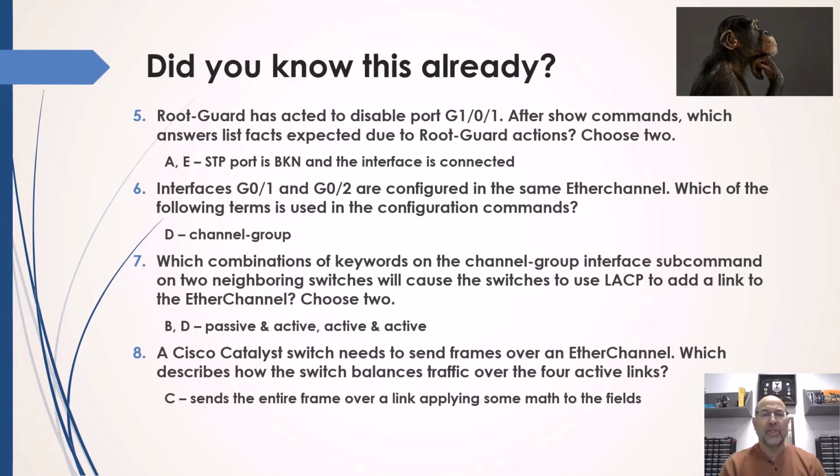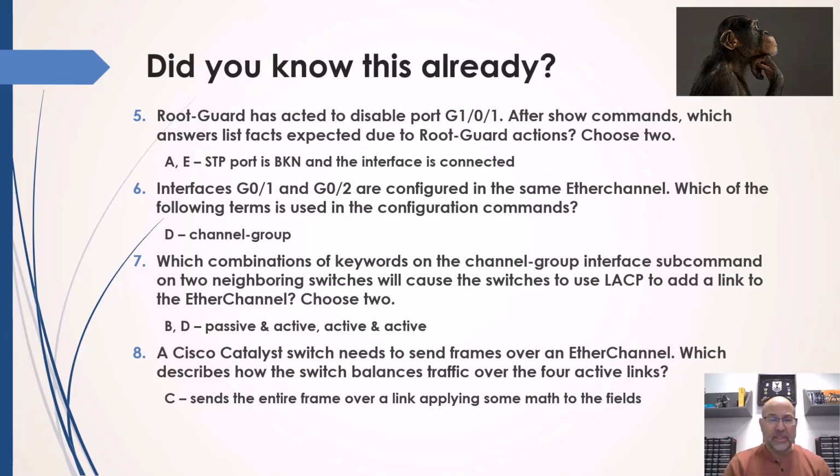Question number 7, which combinations of keywords on the channel-group interface subcommand on 2 neighboring switches, so you have 2 switches that are connected together, will cause the switches to use the link aggregation protocol to add the link to the EtherChannel? Well, what we'll find out is that in the Link Aggregation Control Protocol from the IEEE, one or both sides have to be active.